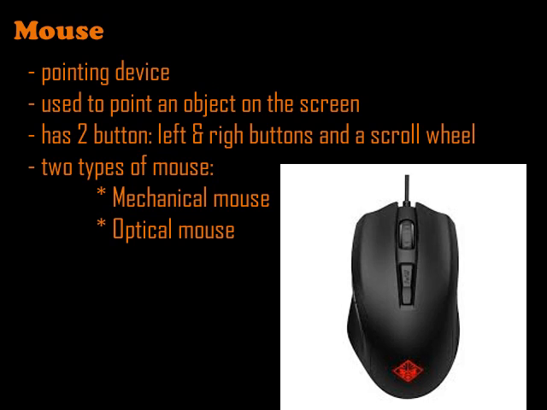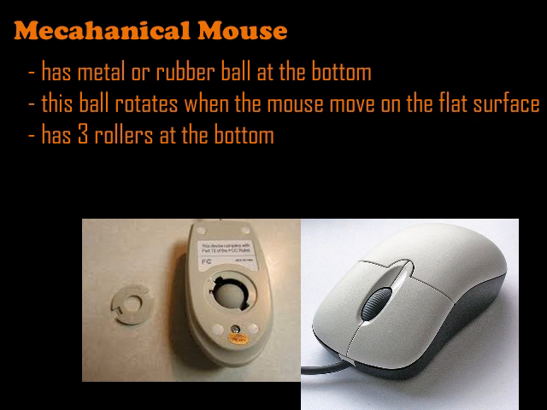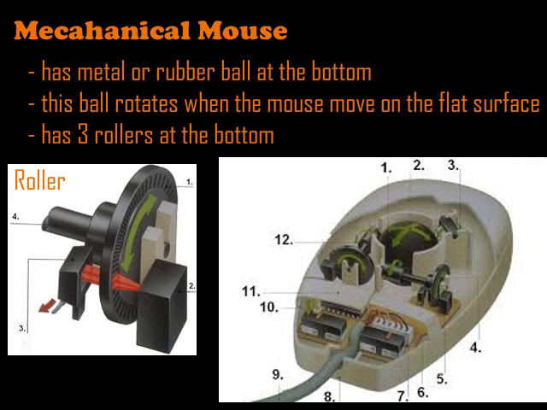There are 2 types of mouse. They are mechanical mouse and optical mouse. Mechanical mouse has a rubber or metal ball at its bottom. This ball rotates when the mouse moves across the flat surface. It has 3 rollers at the bottom. As the ball rotates, it moves the roller. This movement generates the electrical signal and indicate the direction and distance of the mouse moving. Did you get it?